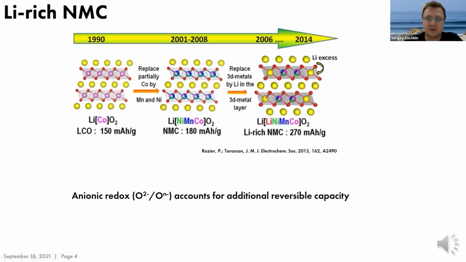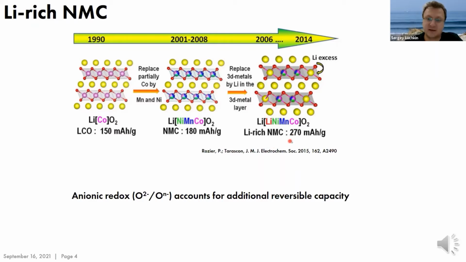Lithium-rich NMC belongs to a family of transition metal oxide materials, transition layered metal oxide materials, famous members of which are lithium cobalt oxide and NMC, which are currently employed in lithium-ion batteries. And its development was fueled by partial substitution of transition metals with lithium. And this small trick allowed to increase capacity to a large extent, thanks to activation of additional anionic redox.